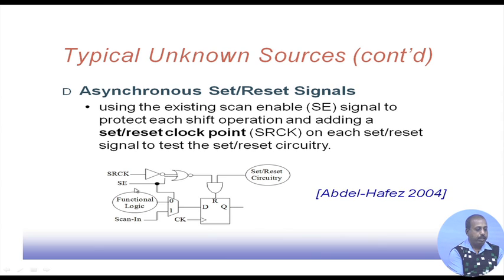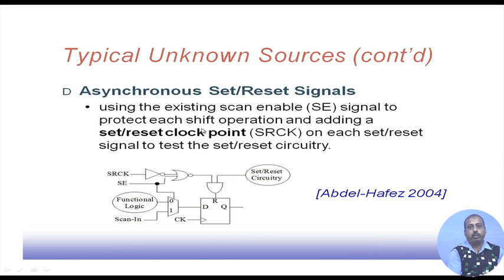Then this scan enable line is also 0. So we will get a 1 at this point. Whatever the set reset circuitry is, it will have an effect on this flip flop. Now we can check whether the circuit is getting reset by giving this SRCK signal. That is what is said: using the existing scan enable signal to protect each shift operation.